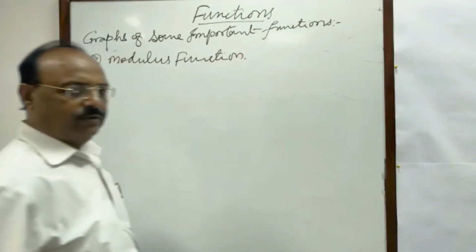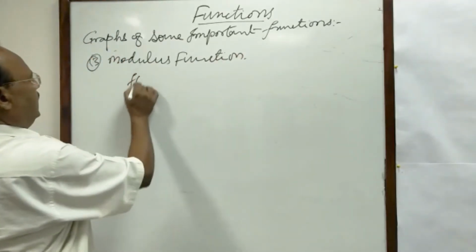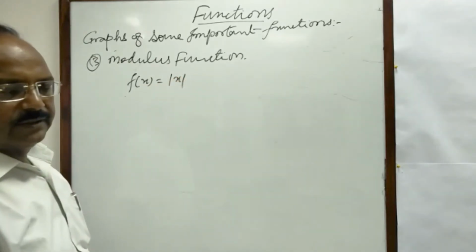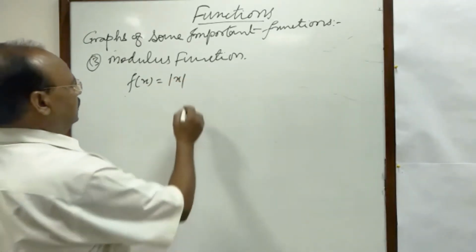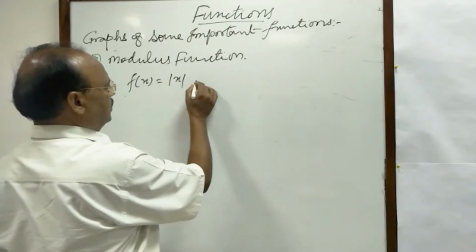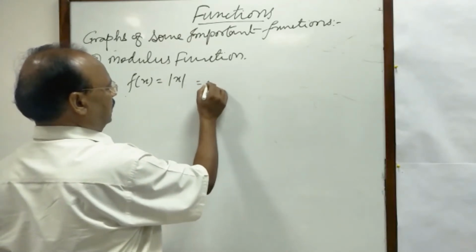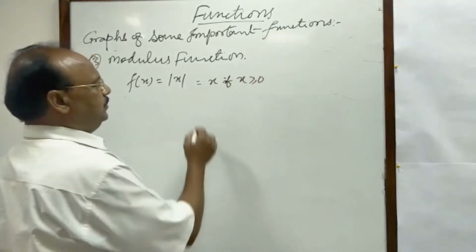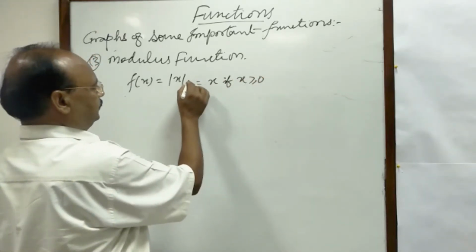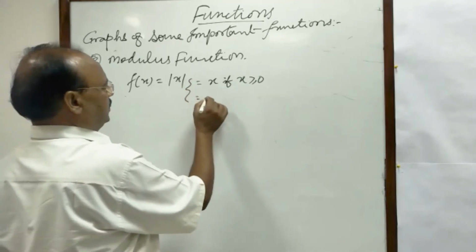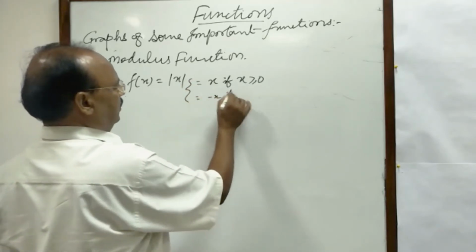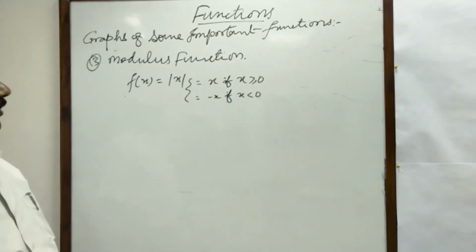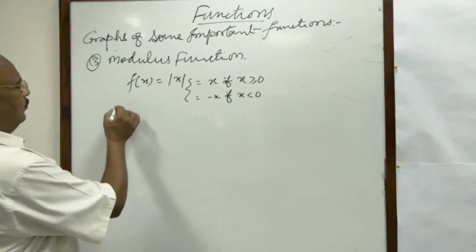Modulus function. As we know, modulus function is defined as f(x) = |x|. So you know that this is x if x is greater than or equal to 0, and this is minus x if x is less than 0. Let us make it more clear with the help of an example.